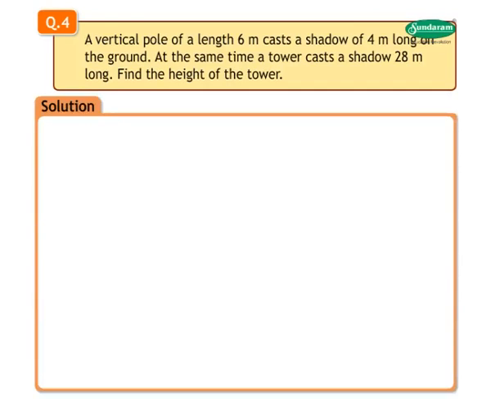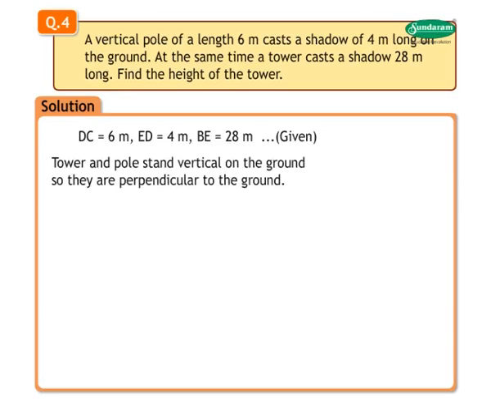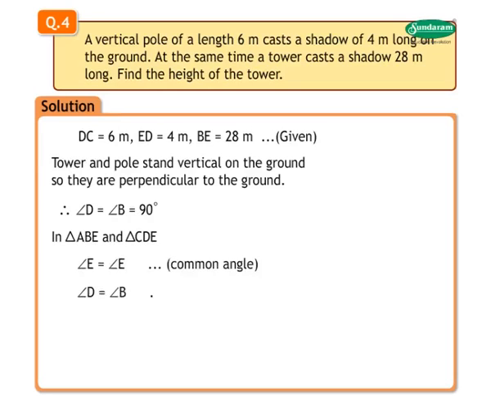Solution. It is given that DC is equal to 6 meters, ED is equal to 4 meters and BE is equal to 28 meters. Tower and pole stand vertical on the ground, so they are perpendicular to the ground. Therefore, angle D is equal to angle B is equal to 90 degrees. In triangle ABE and triangle CDE, angle E is a common angle. Angle D is equal to angle B as both are 90 degrees. Therefore, triangle ABE and triangle CDE are similar by AA test of similarity.